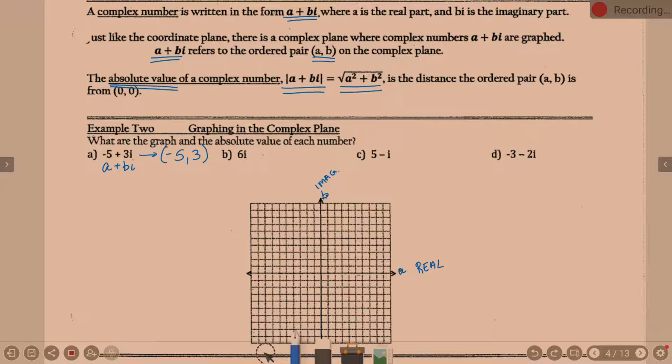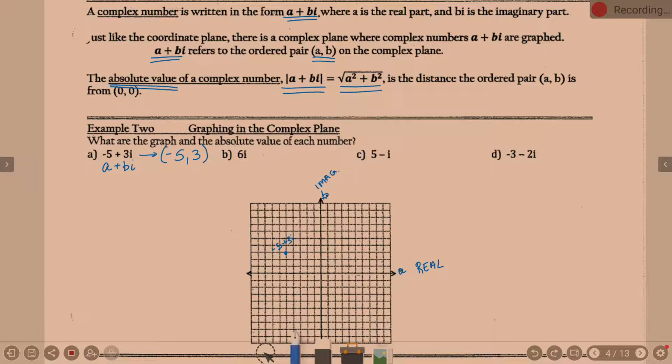So -5 plus 3i. How do we graph the ordered pair -5, comma 3? First number tells you left or right. Second number tells you up or down. This takes us back to elementary, middle school math, right? So if I go left 5, 1, 2, 3, 4, 5, up 3, 1, 2, 3. So that point right there represents, I'm just going to write it in here, -5 plus 3i. Can we handle that kind of graphing there?